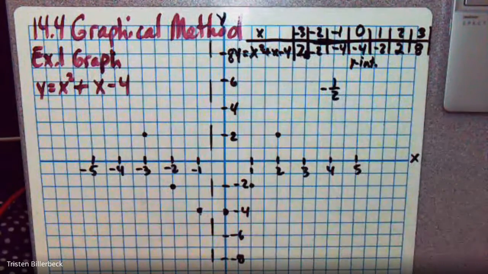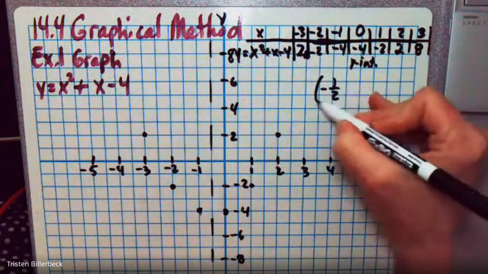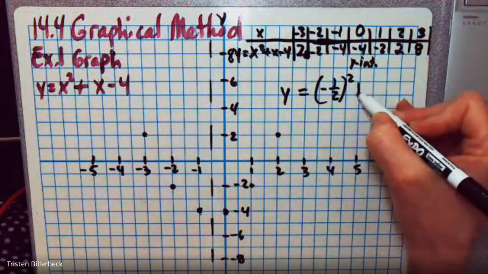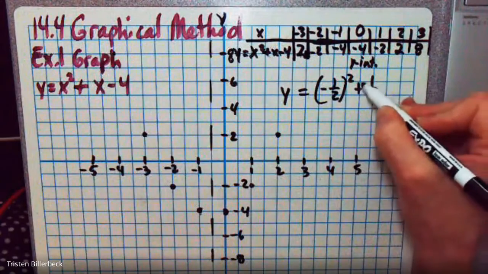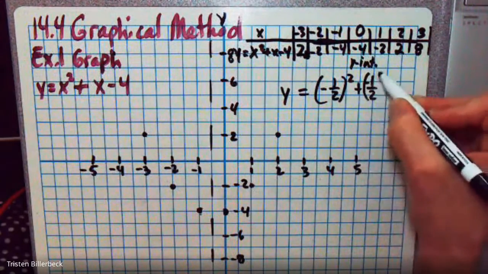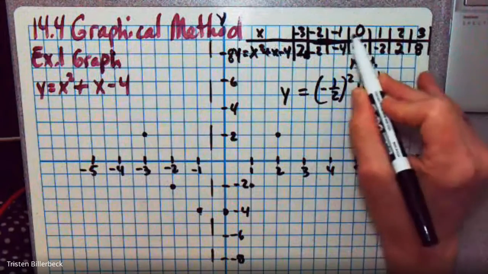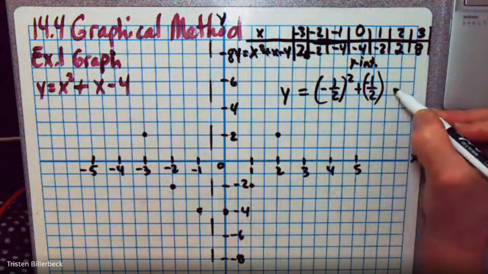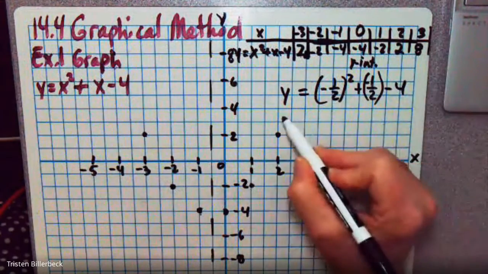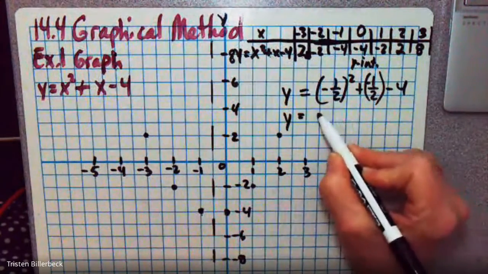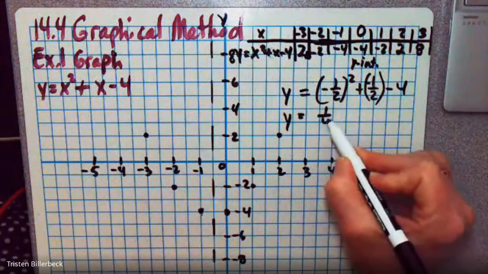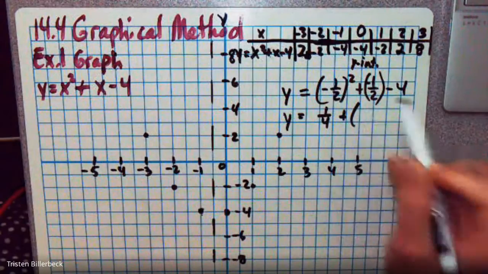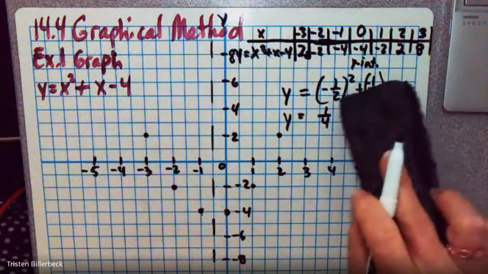-1/2. Okay, so what I'm going to do is I'm going to say y equals (-1/2) squared plus 1/2. That's a -1/2, by the way, not just a regular 1/2. A -1/2 is right here, because that's 0. And then -4. So if y equals, that becomes a positive 1/4 plus -1/2, or let's just say -1/2.